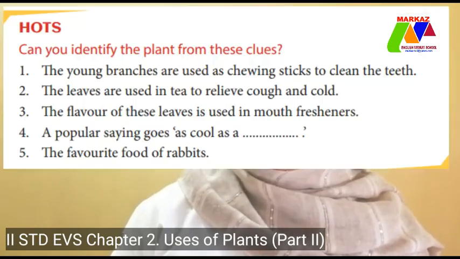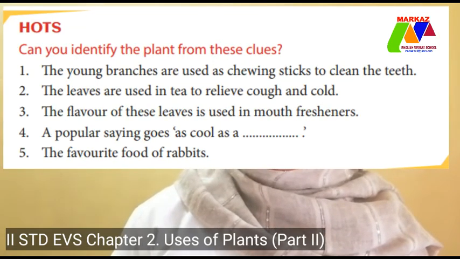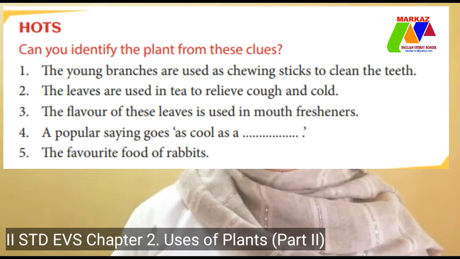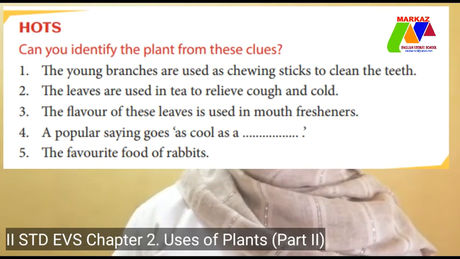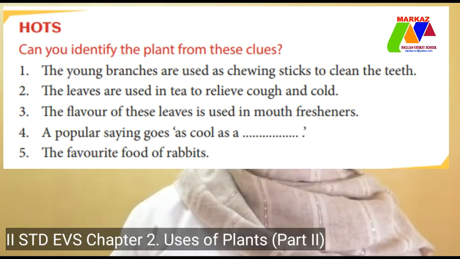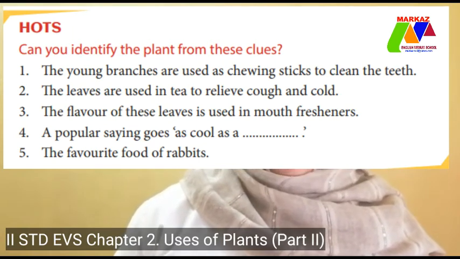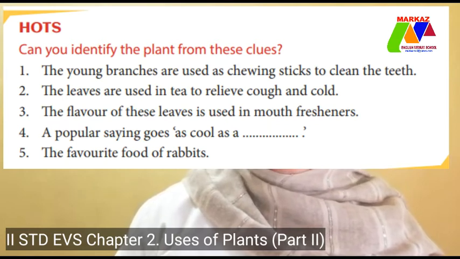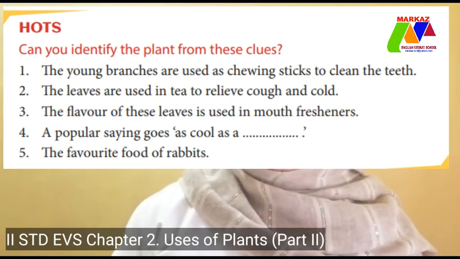138. Oats. Okay. Can you identify the plants from these clues? Here we can see 5 clues. You have to identify the plant. First one, let me read. The young branches are used as chewing sticks to clean the teeth.